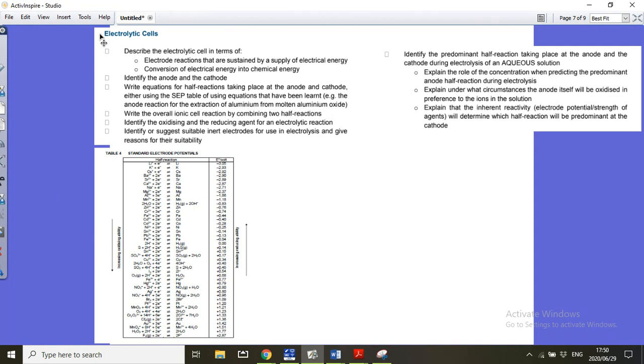Electrolytic cells is the last part we have to do about redox reactions. And we actually did it the other way around when we did it in class. And we did this in a lot of detail because, as I said to you, if you understand it one way around, you understand it the other way around as well.